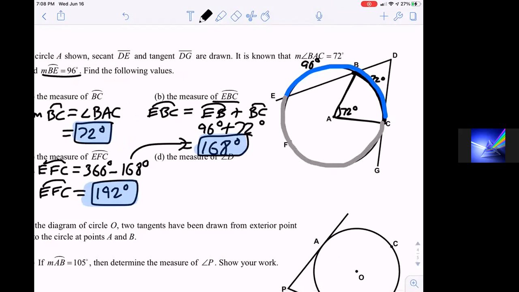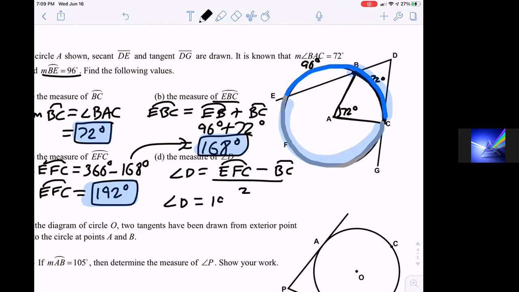Finally, what's the measure of angle D? Well, the measure of angle D, guys, is going to be the bigger arc, arc EFC, minus arc BC. It's the big gray arc, this arc right here, minus the small arc that intersects between those two lines, the secant line and the tangent line. And then, of course, divided by 2. So this would be 192 minus 72, and then take half of that, we get roughly about 60 degrees.